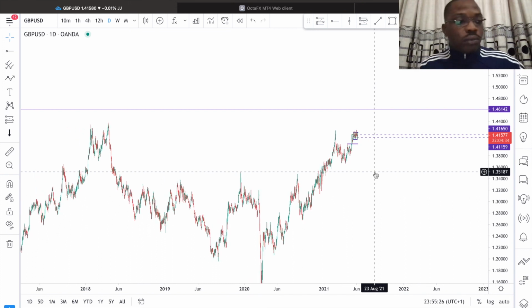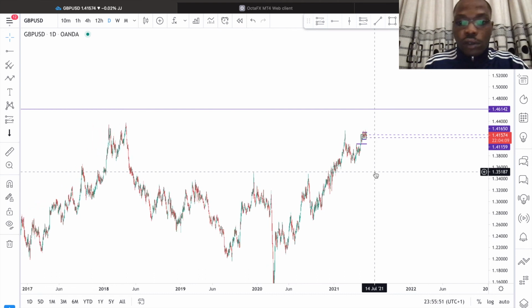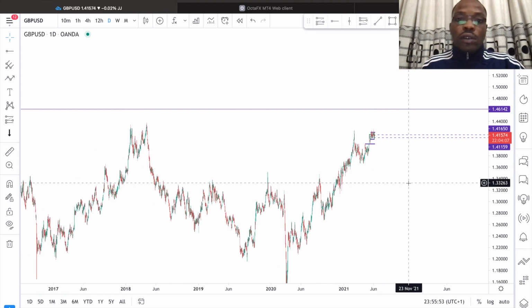Also, some little information I want to add. On Thursday we're expecting inflation numbers to come out for the US and initial jobless claims, and on Friday we're expecting GDP numbers to come out from the UK. So trade cautiously on Thursday and Friday, as news events tend to create volatility in the market.